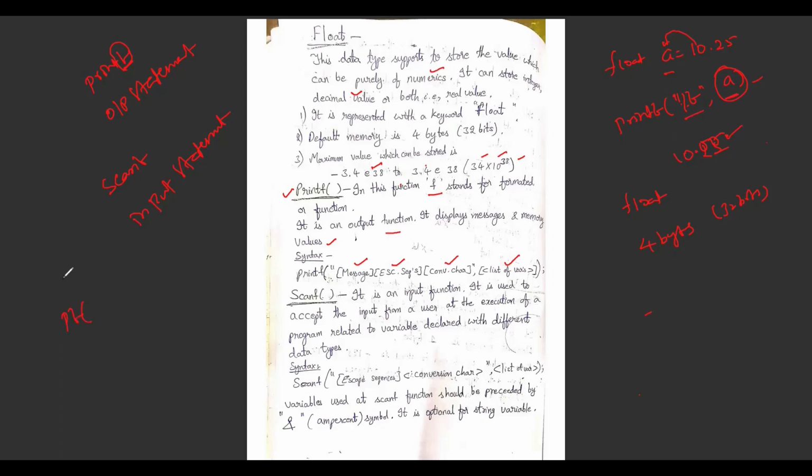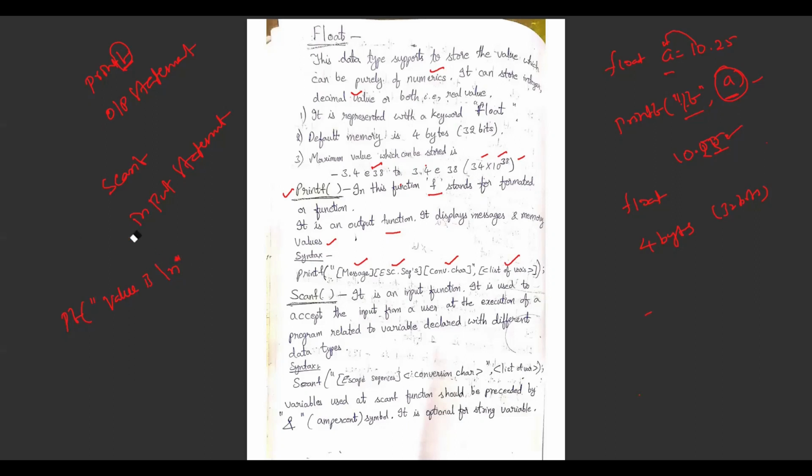Printf. Then you're going to have a message like "value is". Then you have an escape sequence. The escape sequence is nothing but the next line, right? Then it is followed by a conversion character.